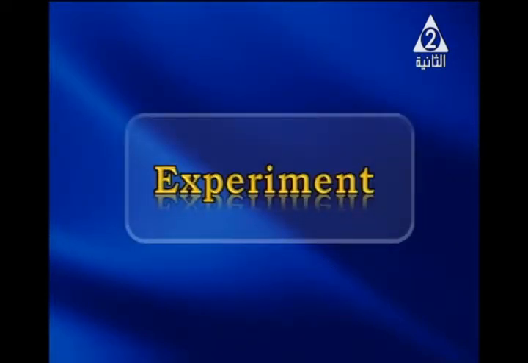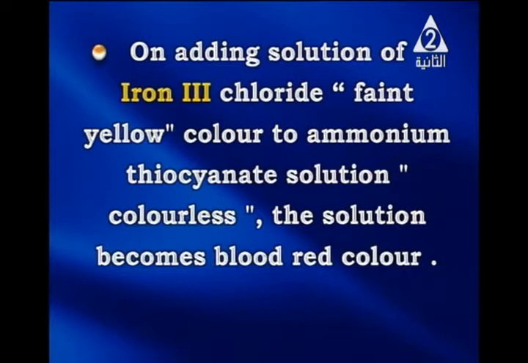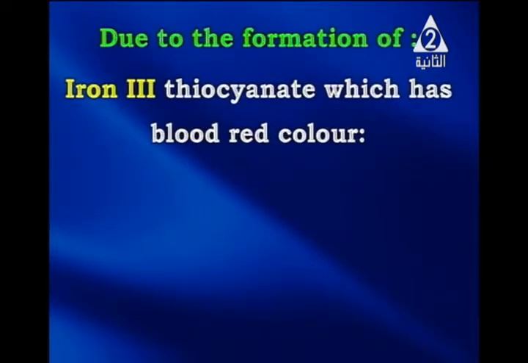Now, my dear students, we have to show an experiment to explain this law. On adding solution of iron 3 chloride that has faint yellow color to ammonium thiocyanate solution, which is colorless, the solution becomes a blood red color. So, we have good reason for this point. The red color is due to the formation of iron 3 thiocyanate, which has blood red color.